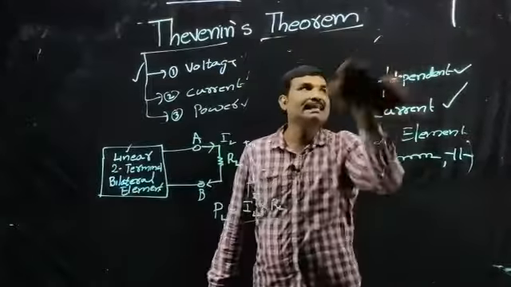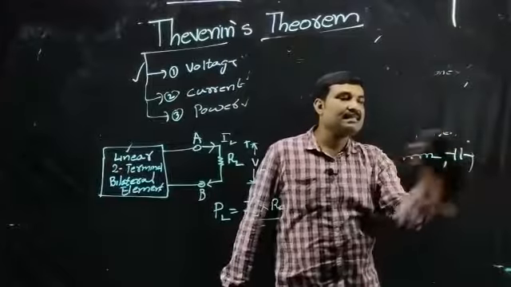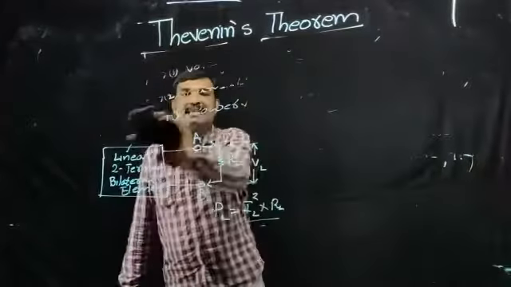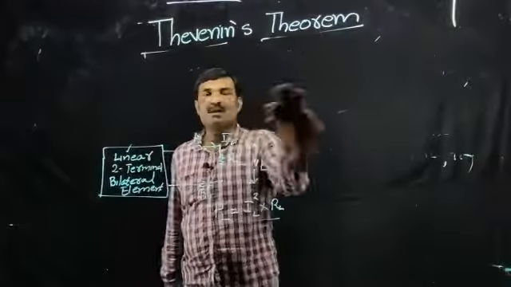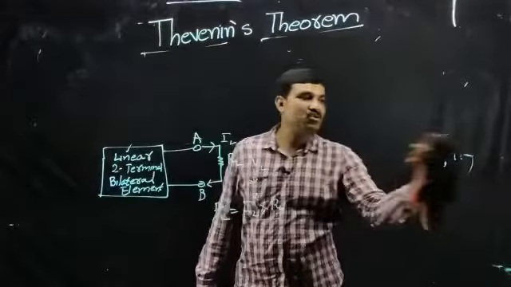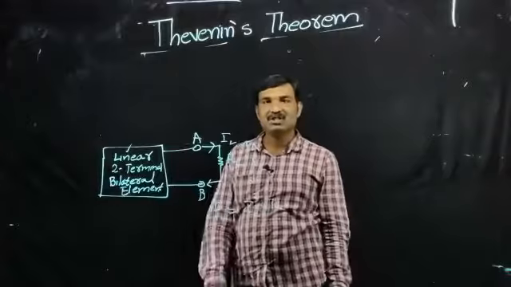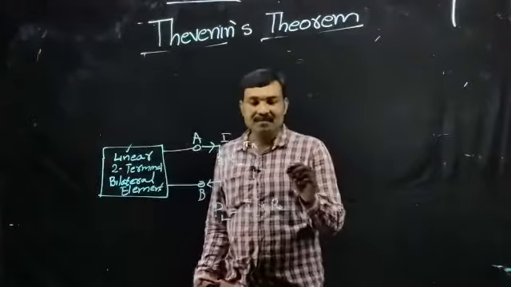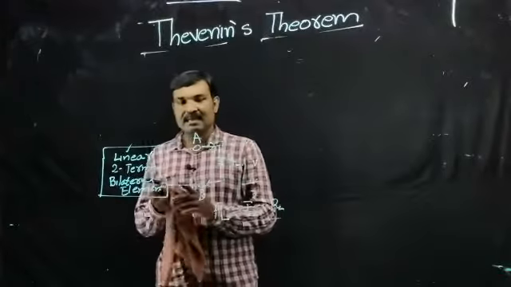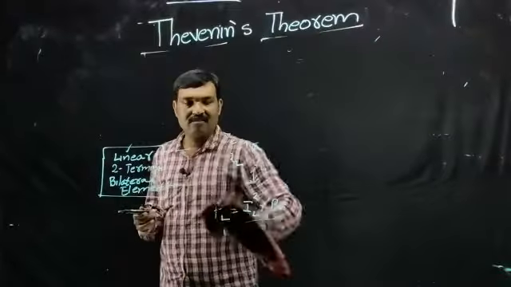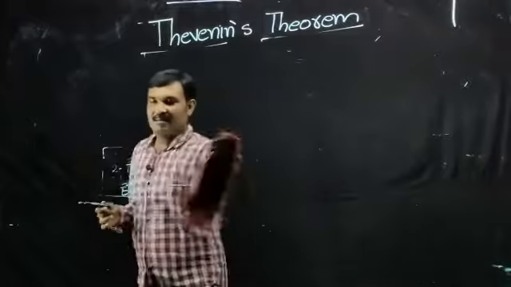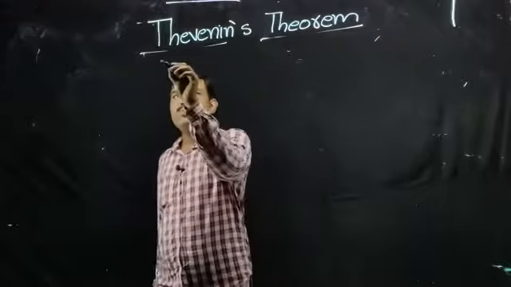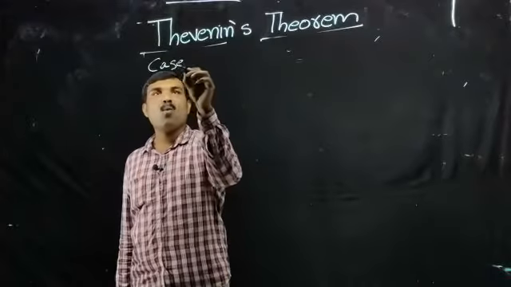So we have three cases, right? The first case is a network consisting of only independent sources, the second case is a network consisting of both independent and dependent sources, and the third case is a network consisting of only dependent sources, right? Now we can discuss the three cases individually. Okay, I'm discussing each case individually. So we have case 1.